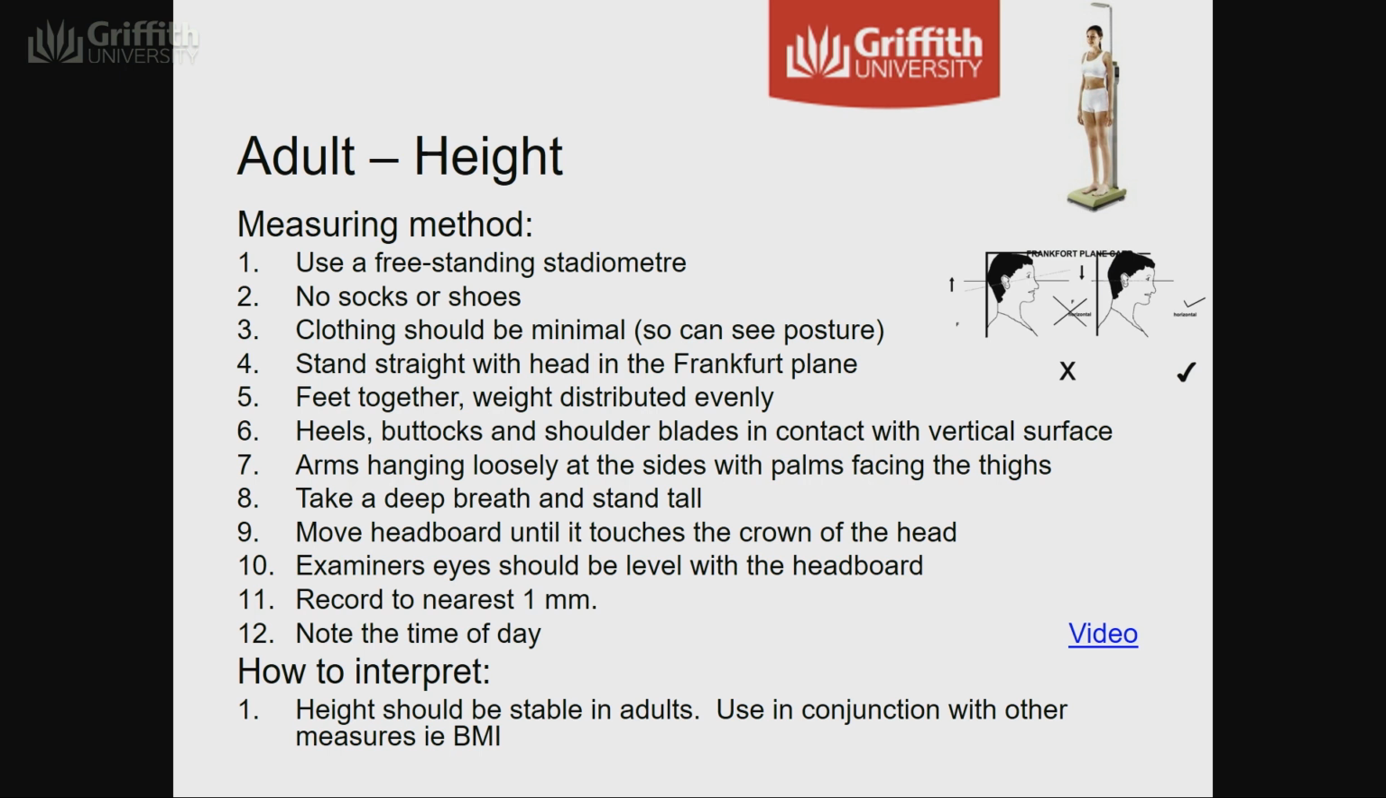Not well. Let me try this one. Here we go. So this is the Frankfurt plane here. And basically what we're looking for is the lower edge of the orbital rim. So the lower edge of your bone being aligned with the middle point of your ear, so that the person's not tilted forward with their head and they're not looking up, that their head's in a neutral horizontal position.